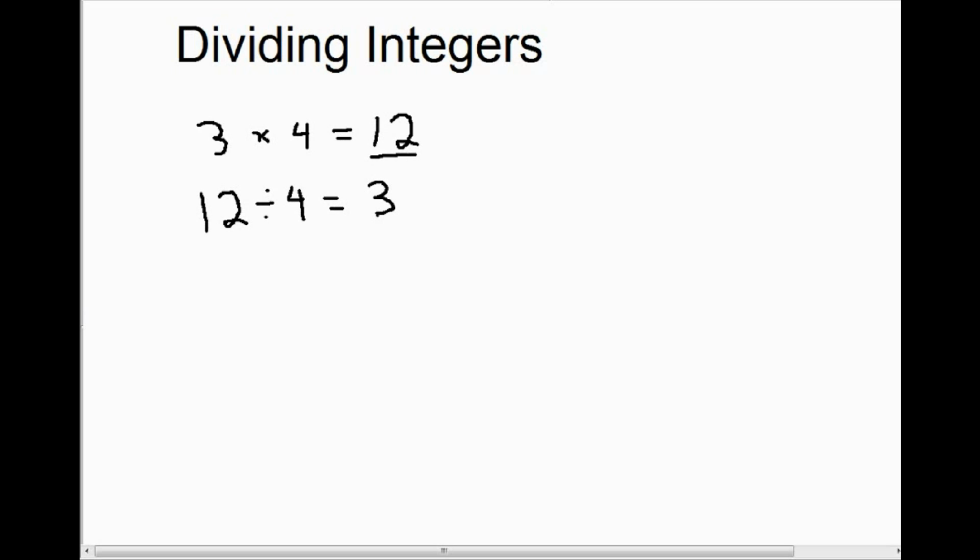Similarly, we could also take the answer to the multiplication question and divide it by the other number, so 12 divided by 3 has to be equal to 4.